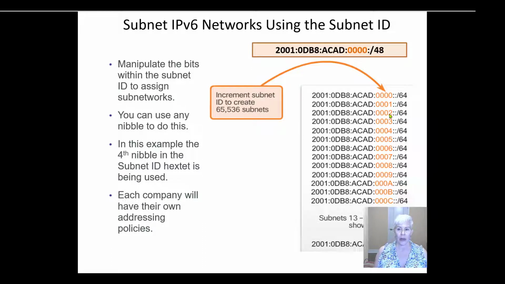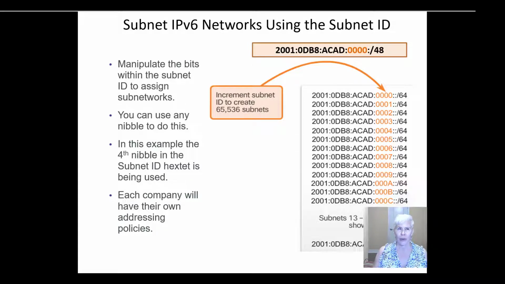And then the next network, 2, 3, 4, 5, 6, 7, 8, 9. The number 10 is represented by A. The number 11 is represented by B. The number 12 is represented by C. And I can just keep going. And if I have more than 16 networks, I can jump over and start using the third nibble. I could say 11, 12, 13, 14.